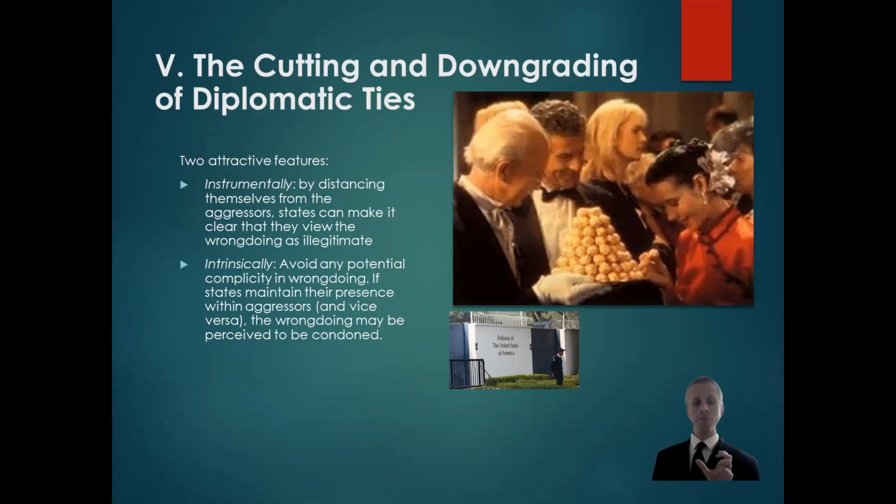By contrast, if states maintain their presence within the aggressors, so if they maintain diplomats, ambassadors in the host state, and they still have lots of friendly relations with the state in question, they might be perceived to be condoning the wrongdoing. So the thought here brings us back to what we looked at last week with arms embargoes, where, if you recall, there was an argument that suggested we should engage in arms embargoes to avoid condoning and being complicit in mass atrocities. The thought here is similar. You should maintain clean hands intrinsically simply because this is the right thing to do, and so cut ties.